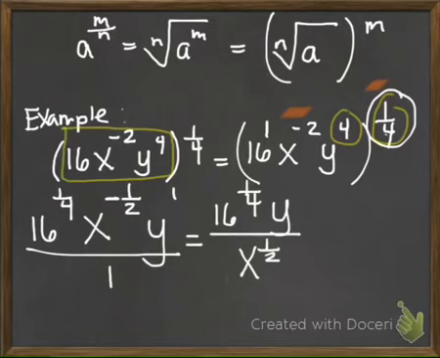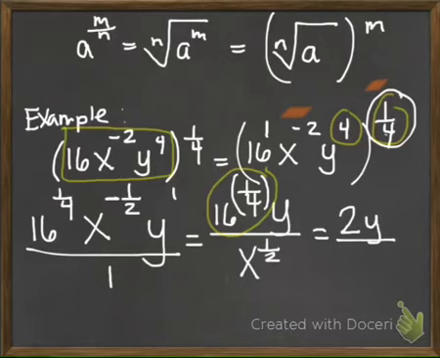Now the last thing that we have to do is simplify 16 to the 1/4. You can either do this by hand or using your calculator. If you use your calculator, please be sure to put parentheses around the 1/4. Alright, so when you simplify that 16 to the 1/4, you end up getting 2. So that becomes 2y divided by x to the 1/2. And we're done.